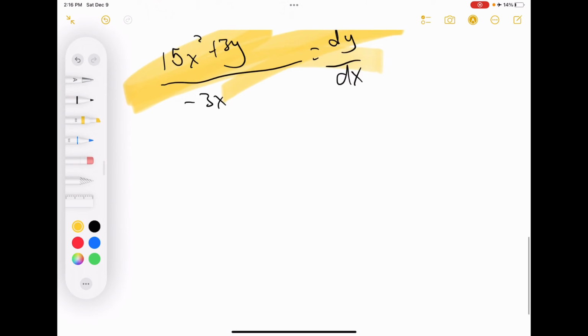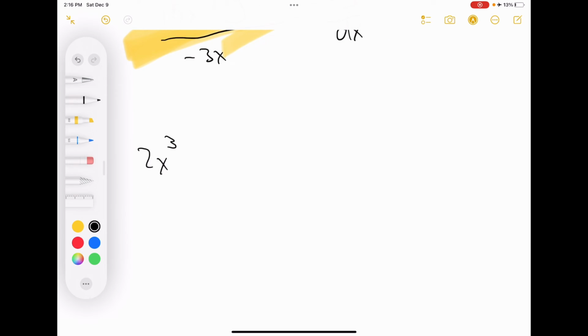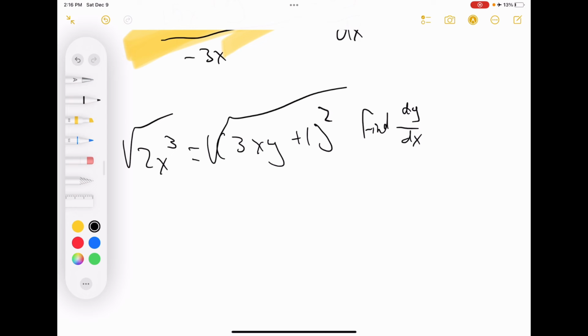Let's do one more problem. 2x cubed is equal to 3xy plus 1 squared. And we have to find dy dx. So the way I would personally approach this is by changing this so we have the exponent on the smaller term. So if we take the square root of both sides, then we can do square root of 2x cubed is going to be equal to 3xy plus 1.